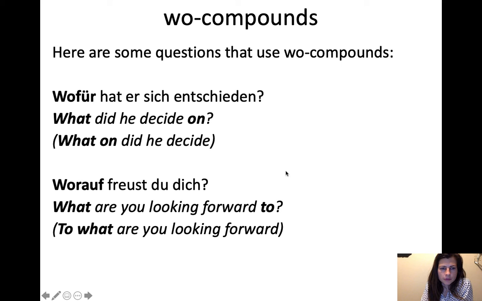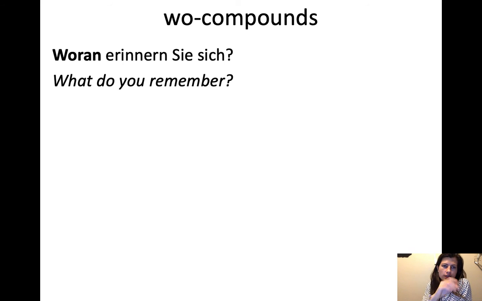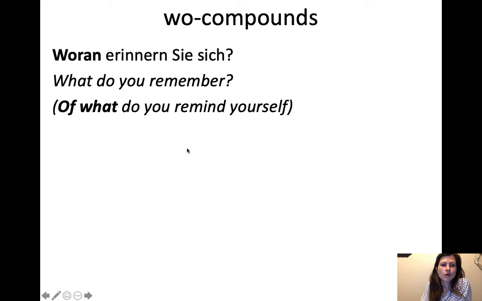So it's like, what are you looking forward to? It's like, to what are you looking forward? But of course, just to show you that worauf is both to and what. But the natural English translation would be, what are you looking forward to? And then, woran erinnern Sie sich would be, what do you remember? And because of the way the word remember works, erinnern Sie sich, you could say, of what do you remind yourself? It's like, remembering is actually reminding yourself in German. So it's, of what do you remind yourself? Woran, of what do you remind yourself?